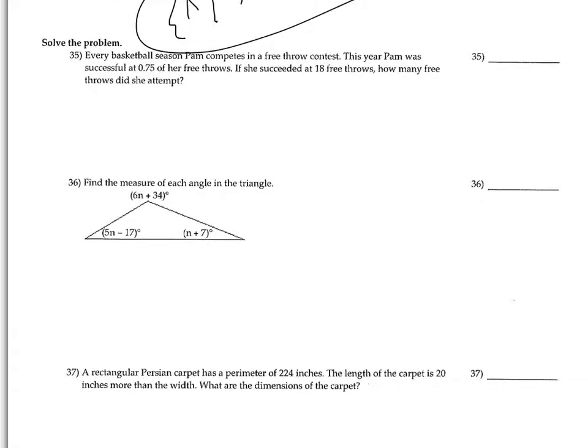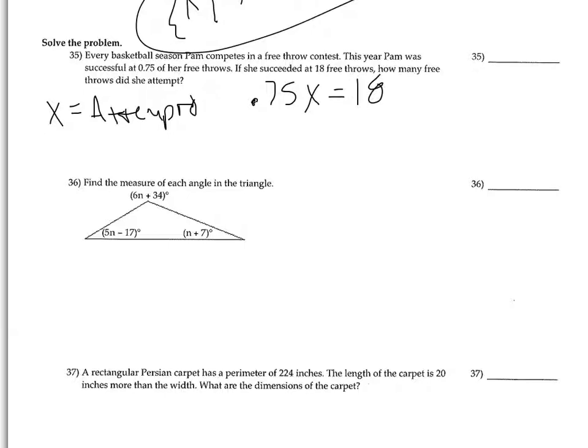So this next one here: every basketball season, Pam competes in a free throw contest. This year, Pam was successful at 0.75 of her free throws, or we could think about that as 75% of her free throws. So, if she succeeds at 18 free throws, how many did she attempt? So let's let x equal attempted. Now, she was successful at 0.75 of her free throws attempted, so that's 0.75x. And this is going to equal the amount she made.